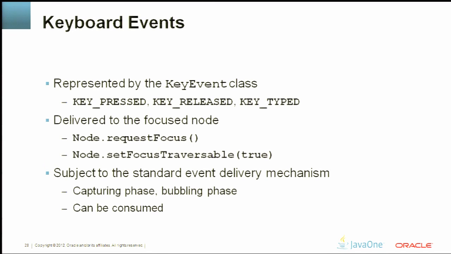Next, keys, key presses, and so on. Key events are always delivered to the node which has focus. How do you make a node focused? You call request focus on it, and you need to set focus traversable to true. Then key events behave like all the events, they bubble and so on.